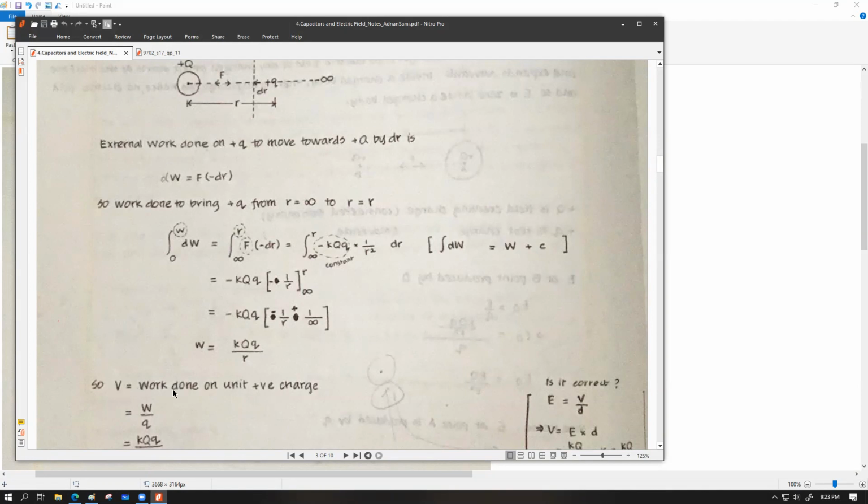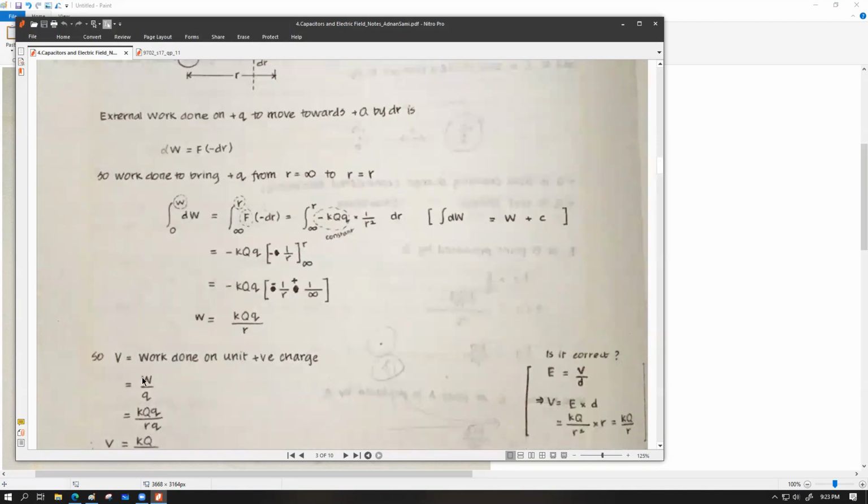Therefore, potential is defined as work done on unit positive charge. So we have to divide that work done by Q. So V equals W by Q. This is the very basic definition of potential. So V equals W by Q.